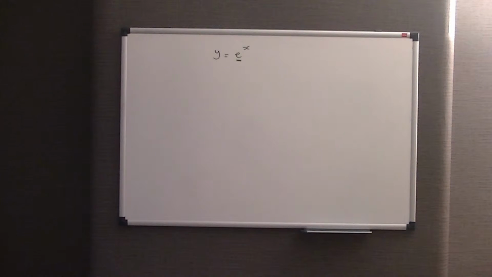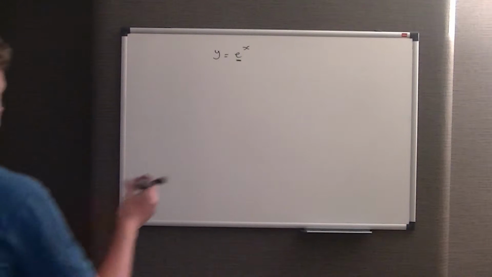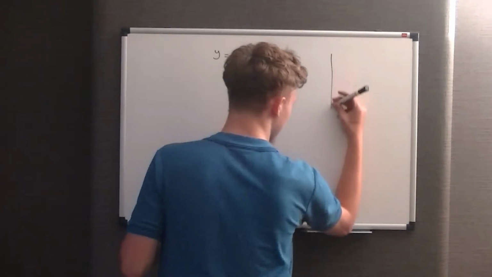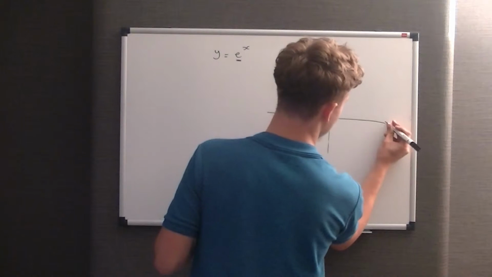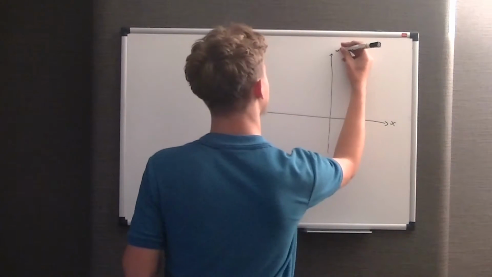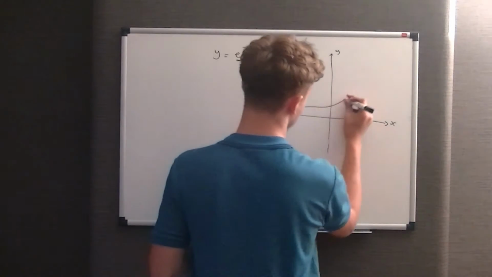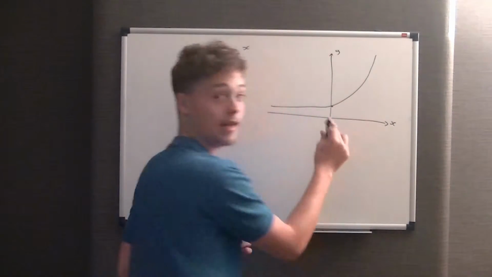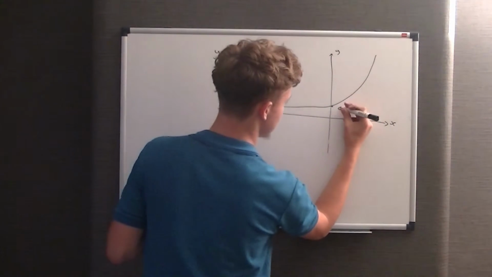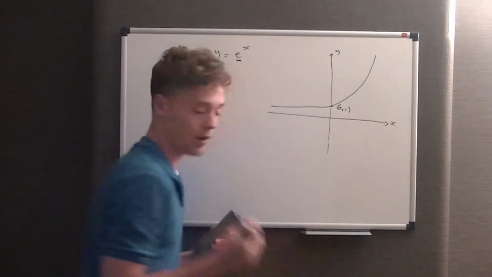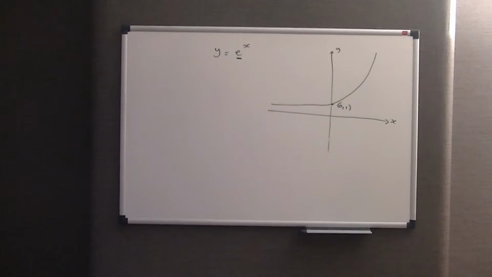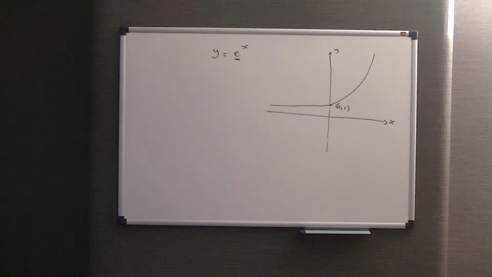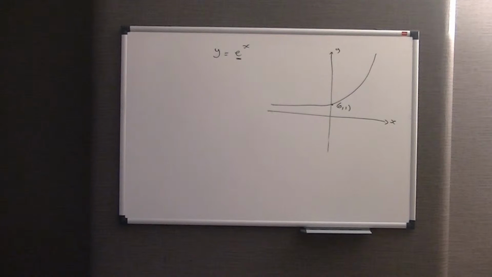And the exponential graph looks something like this. And you're going to ask me, how do I know this? And this little point here is (0, 1). Now, how do I know that? Well, anything to the power of 0 is 1, and because that is y equals e to the power x, x is 0, e to the power 0 is 1. That's why it goes like that.